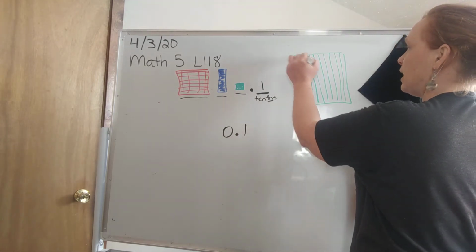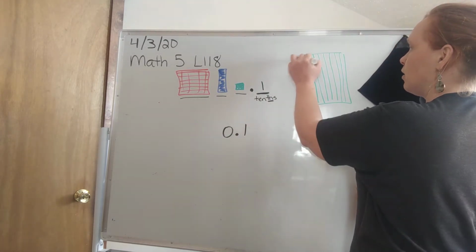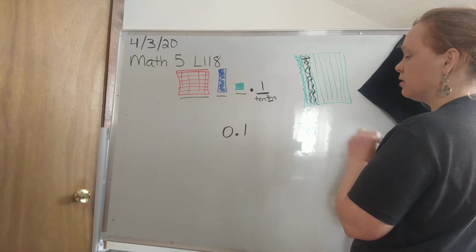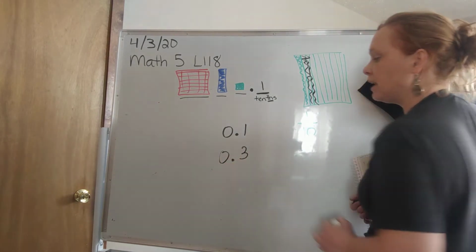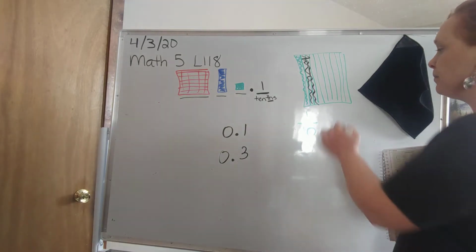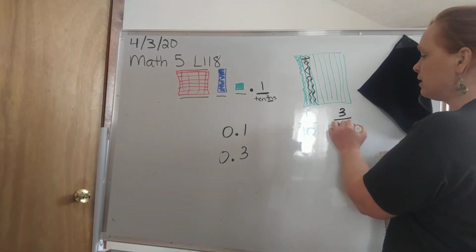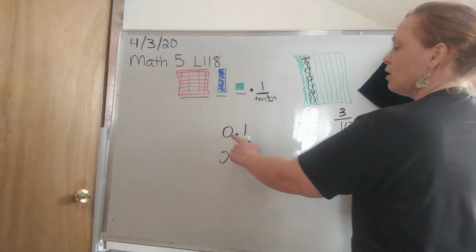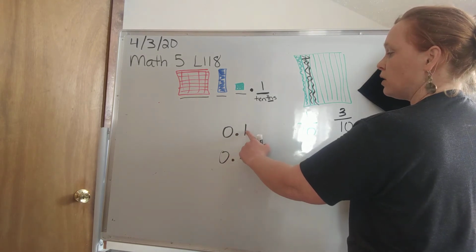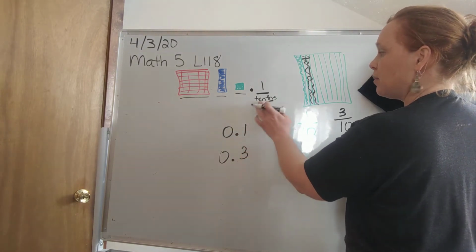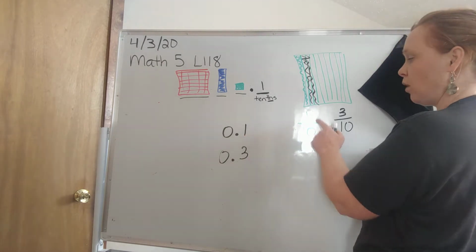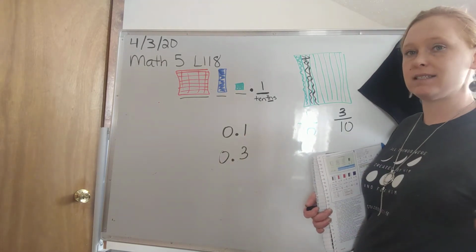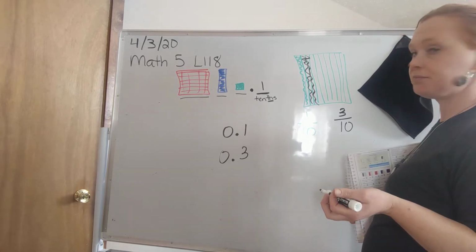What if I went ahead and shaded 3 of those? Well, then my number would be 0 and 3/10, right? Because 3/10. Now notice when we read it, we would call this one 1, and then we would say the place value that it's in. It's in the 1/10 place, 1/10. Do you see how they sound exactly the same?